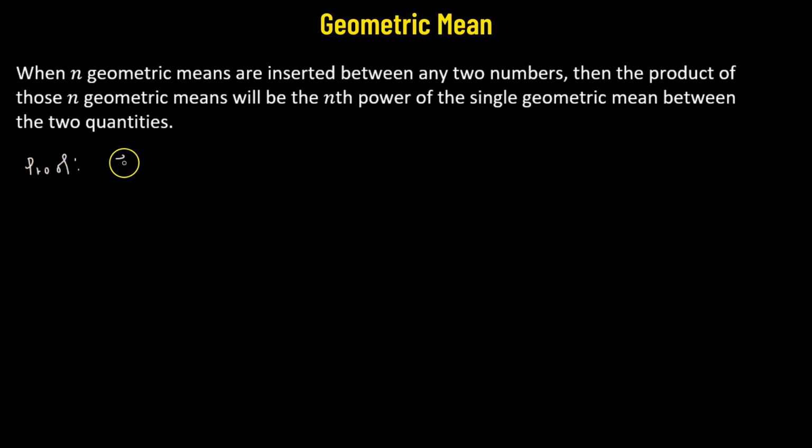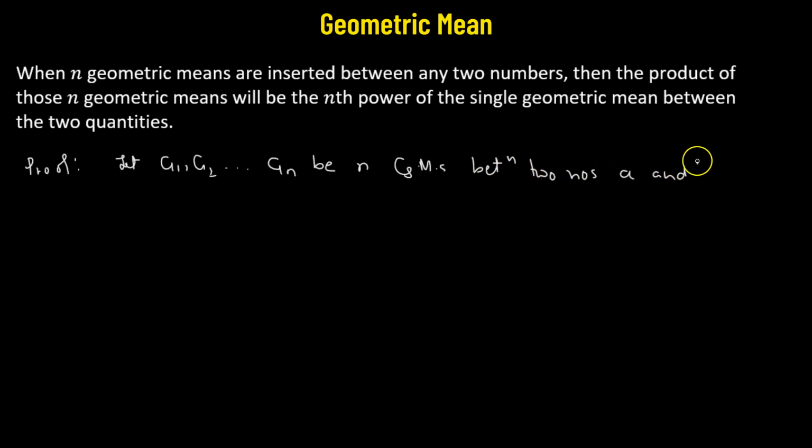Let g1, g2, all the way up to gn be n geometric means introduced between two numbers. Let's call them a and b. That means a, the first term, followed by the second term, which is g1, then we have g2, then gn, and b. These numbers are in geometric progression. We have already defined the common ratio.